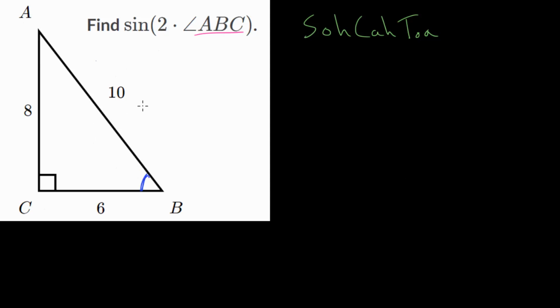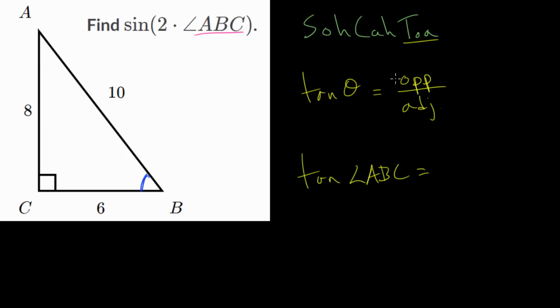This is angle ABC, and we can do that using any of these definitions since we have all three side lengths. So let's use the tangent, though like I said, you can use sine or cosine if you want. The tangent of an angle is equal to the ratio of the opposite side to the adjacent side. So if we want the tangent of angle ABC, we're looking at the ratio of the side opposite to that, which is side length 8, divided by the side adjacent to it, which is length 6. So the tangent of angle ABC is 8 over 6.